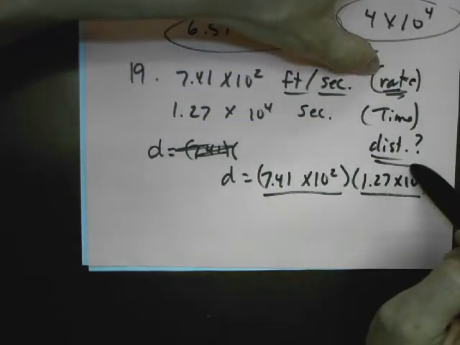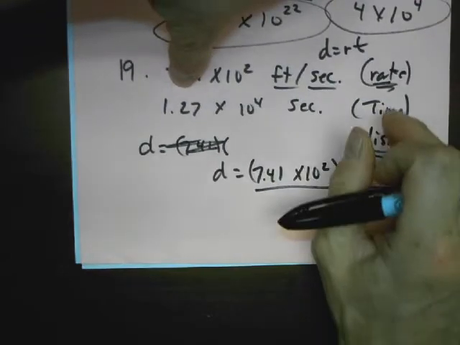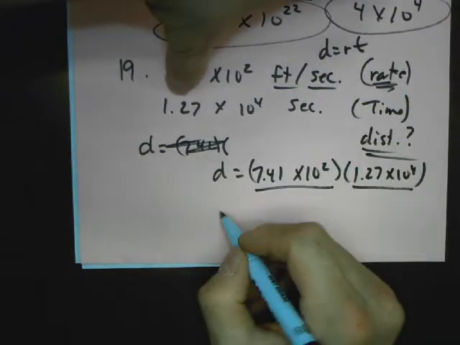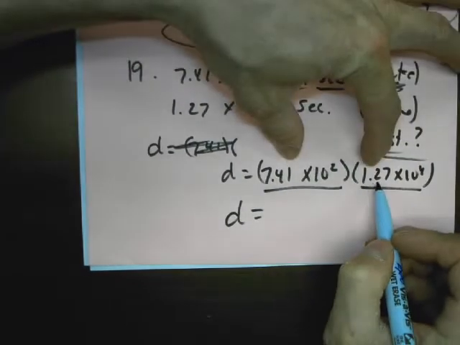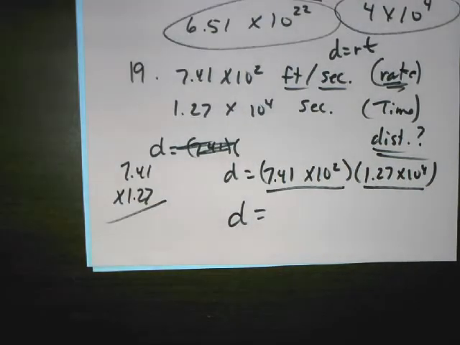If they don't give you distance, you multiply. If they give you distance, you divide. Distance divide, DD. Try to remember that. So I have distance equals, I got to multiply these two. I have 7.41 times 1.27.